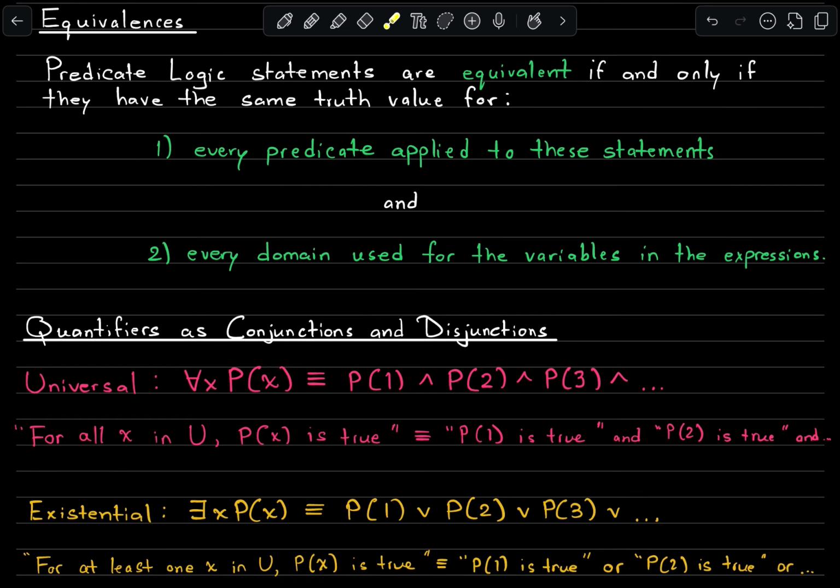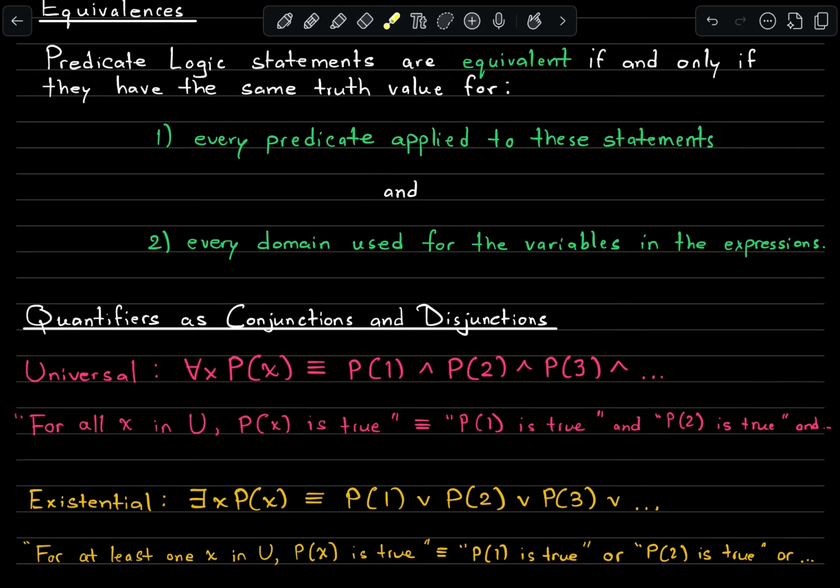The existential quantifier, on the other hand, is operating on disjunctions here. Okay, so for at least one x in the domain U, P of x is true, this is the same thing as saying, well, it's either true for P of 1, or true for P of 2, or true for P of 3, and so on and so forth. And again, it's inclusive, so it doesn't just have to be one of them. It could be some combination of them. It could even be all of them. Okay, but it's not specified here if we just say for at least one.